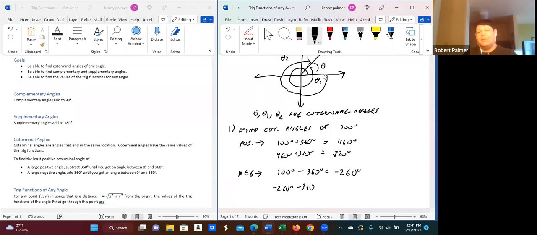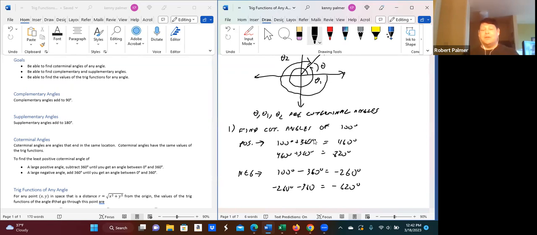The first time we're going around in the negative direction, getting back to where 100 was, it's negative 260. This time, go around again. So we have negative 260 minus 360, and that turns out to be negative 620 degrees. So those are coterminal angles. They all end in the same place.